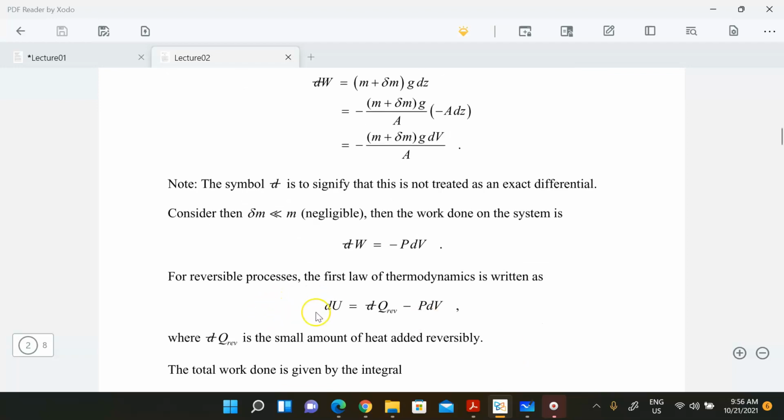Okay, whatever change in internal energy is given by these two quantities. So this is your heat, and then this is your mechanical work.